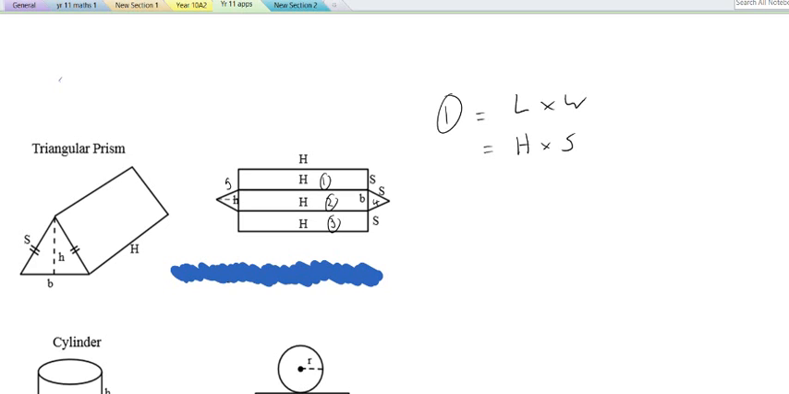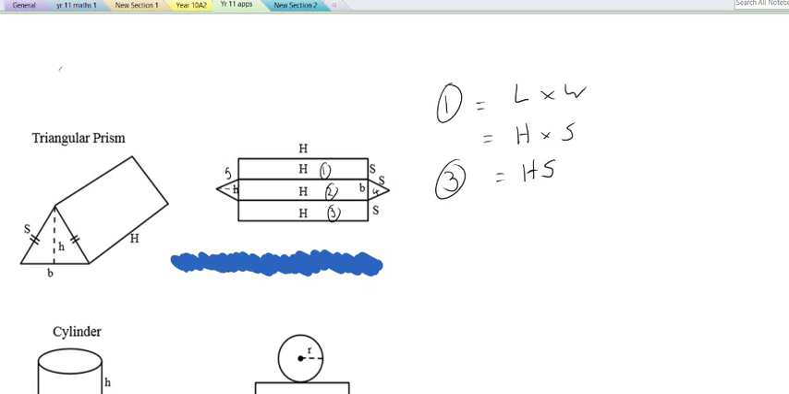Now, we can see that 3 is the same as H and S. It has the same dimensions and is the same rectangle. So 3 also equals HS. What about number 2? What do we do for number 2?